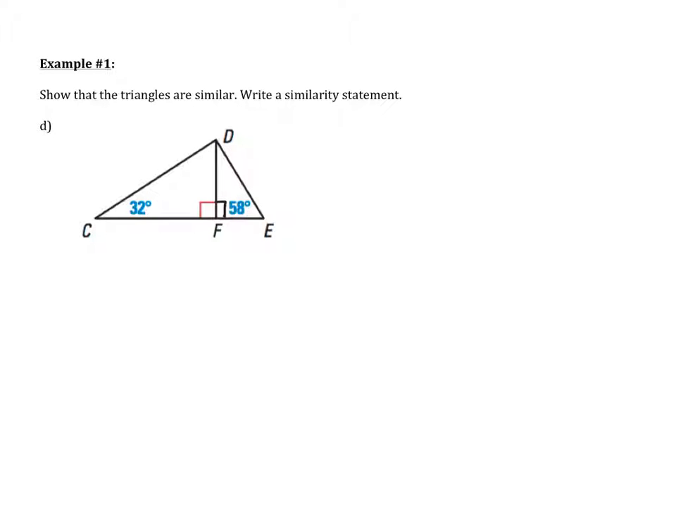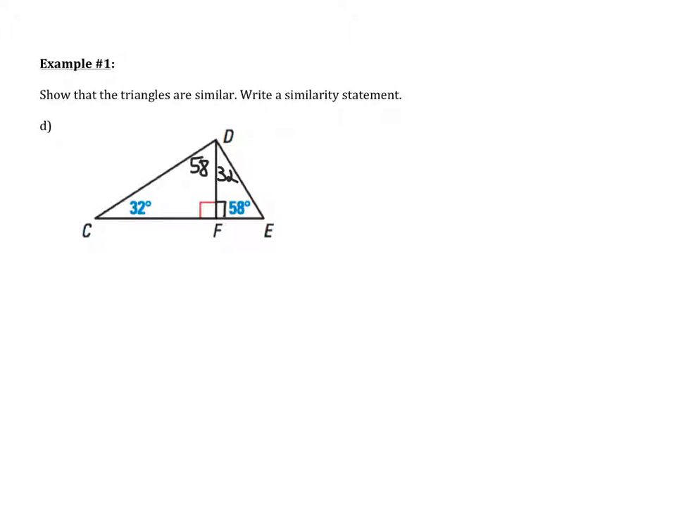Also, if we have a 32-degree angle here, we can find this angle by taking 90 minus 32, and we'll get 58. And then on the same side of that, since this is 90 and this is 58, I can find this angle by taking 90 minus 58. So here again, I can actually show that all three angles are congruent, and therefore the two triangles are similar. But remember, we only need two pairs.